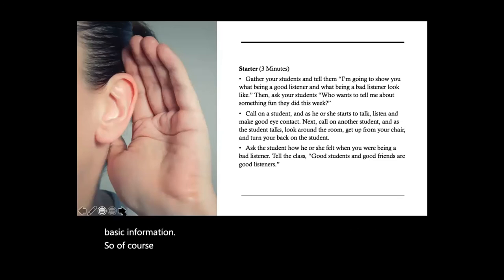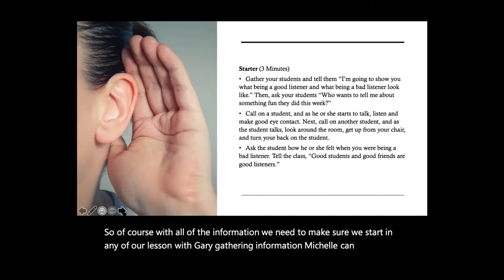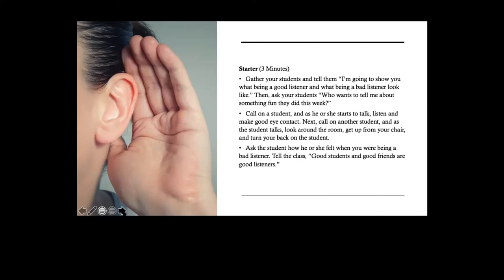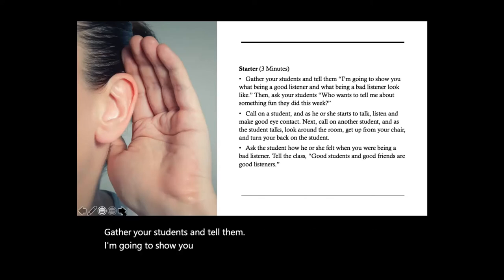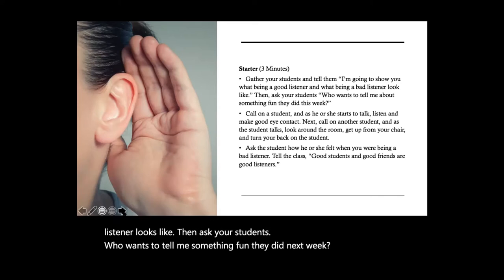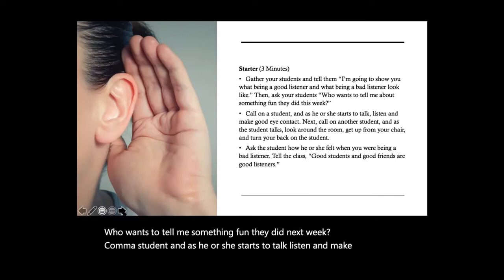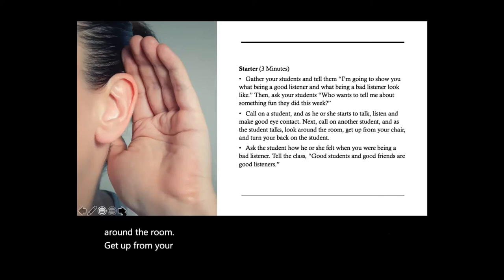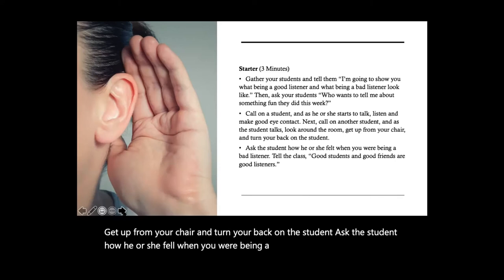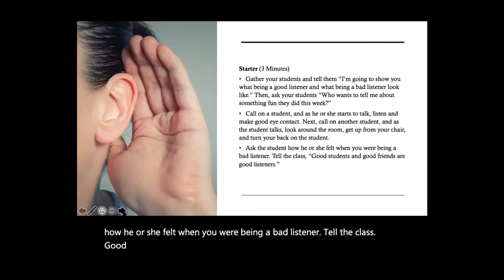So of course, with all of the information, we need to make sure we start any of our lessons with gathering information. Michelle, can you read this part as far as a good way of starting a 3-minute start for a listening project? Sure. Gather your students and tell them, I'm going to show you what being a good listener and what being a bad listener looks like. Then ask your students, who wants to tell me something fun they did last week? Call on a student, and as he or she starts to talk, listen and make good eye contact. Next, call on another student, and as the student talks, look around the room. Get up from your chair and turn your back on the student. Ask the student how he or she felt when you were being a bad listener. Tell the class, good students and good friends are good listeners.